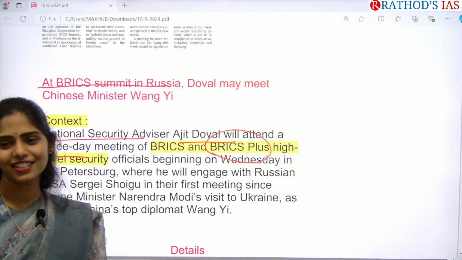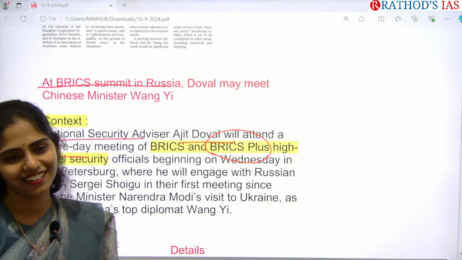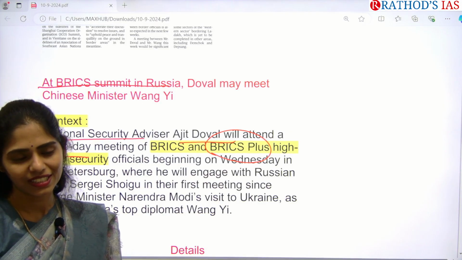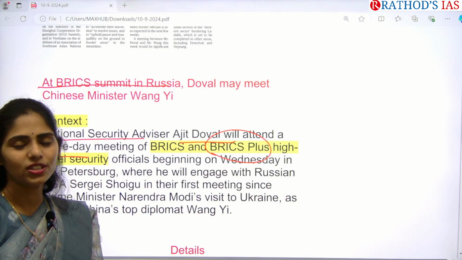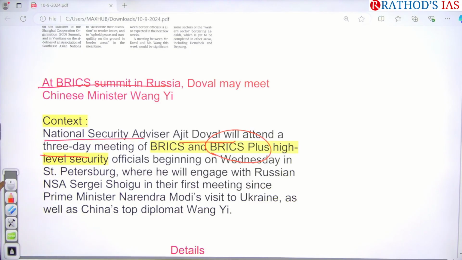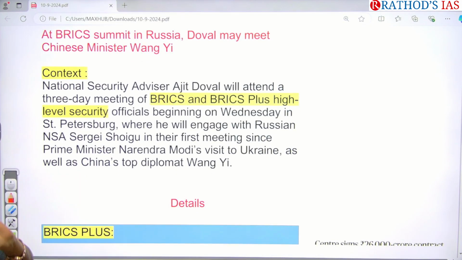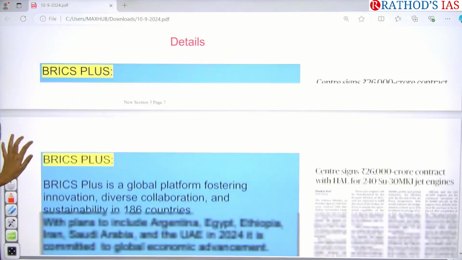Yes, some other countries. Can you tell me which countries? Come on. YouTube students, which countries are part of this BRICS Plus? Okay, so in this BRICS and BRICS Plus high meeting, India's representative is the National Security Advisor, and he also has a chance to engage with even China on the sidelines of this meet. So what is BRICS Plus?